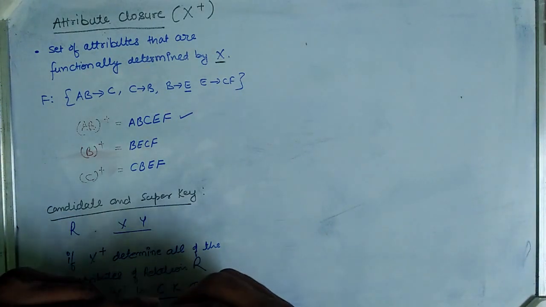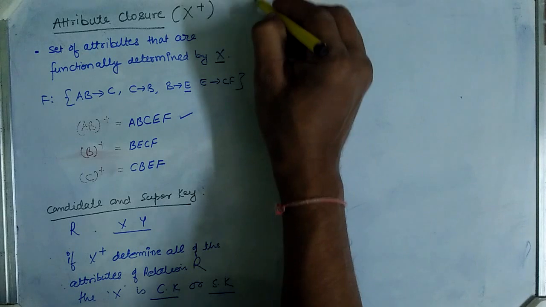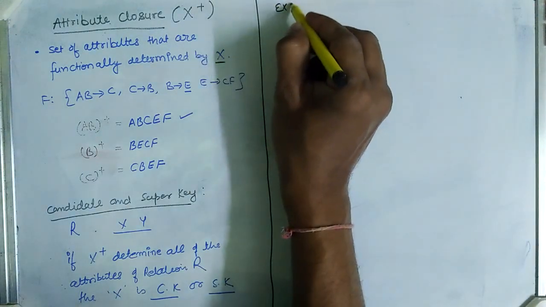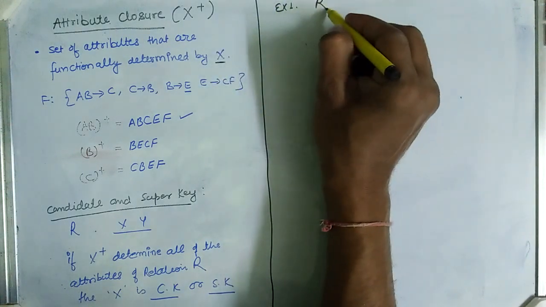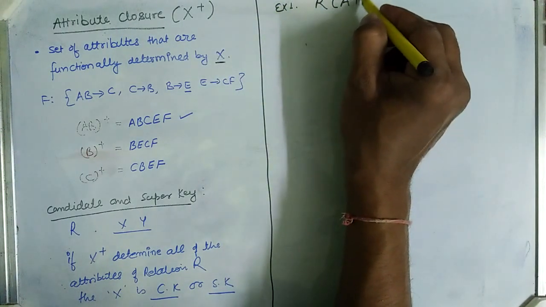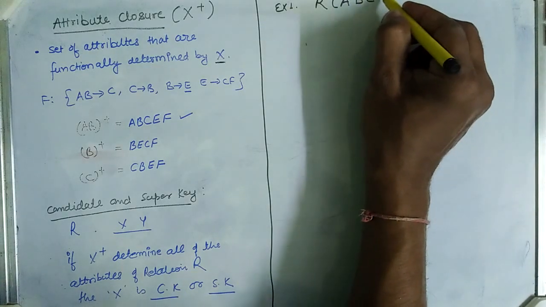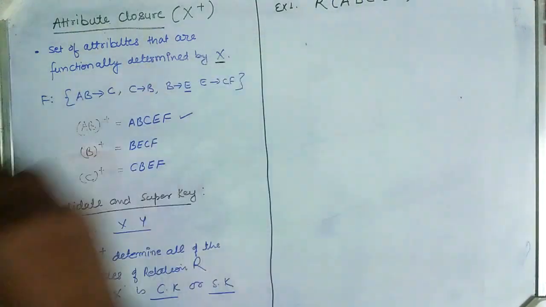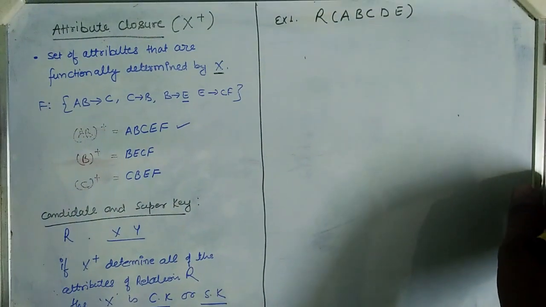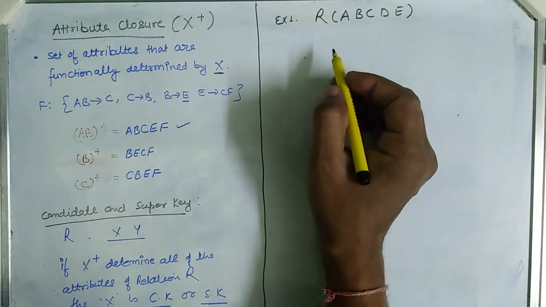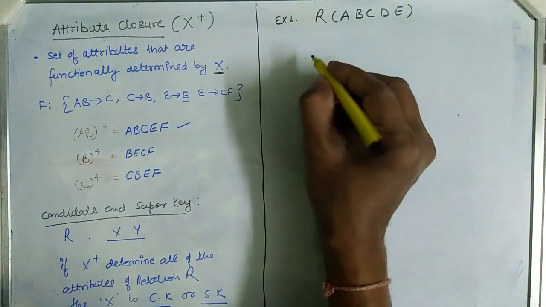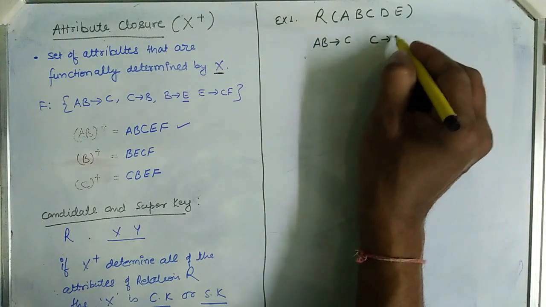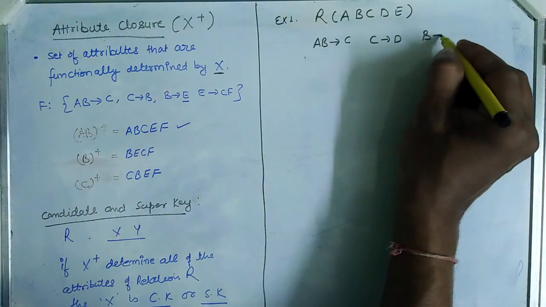So let's understand this concept with a small example. Suppose a relation is given as R with attributes A, B, C, D and E, and the set of functional dependencies is given as AB derives C, C derives D, and B derives E.